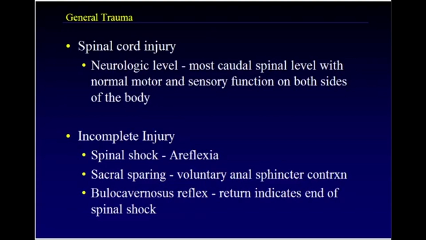With incomplete injuries, when the patient presents with spinal shock, they will have areflexia. And of course, when the patient is in spinal shock, it's impossible to determine the extent of the spinal cord injury, whether they have a complete or an incomplete injury. What you look for is the presence of sacral sparing, which would be voluntary or intact perianal sensation and voluntary anal sphincter contraction. And the bulbocavernosus reflex is very important. That, of course, is when you pull on the Foley or on the penis or the clitoris, and the patient has anal contraction with that, with a gloved finger in the rectum, then that indicates by definition the end of spinal shock. And when the spinal shock is over, whatever neurologic deficit the patient has, that's what they have. They got what they got at that point.